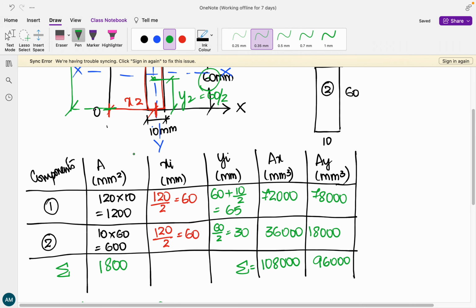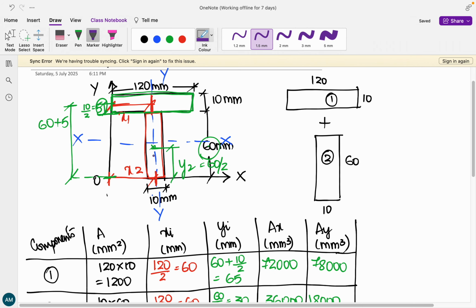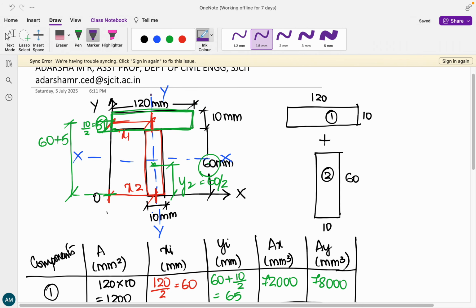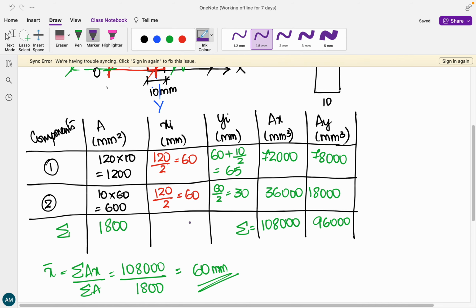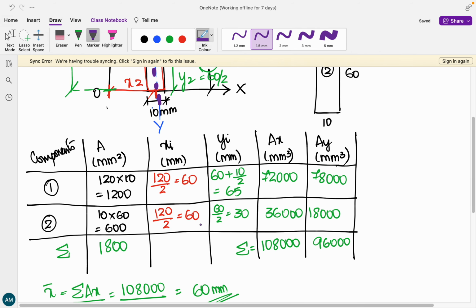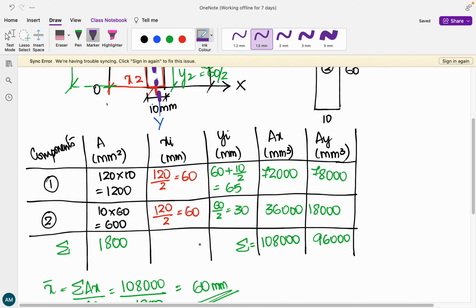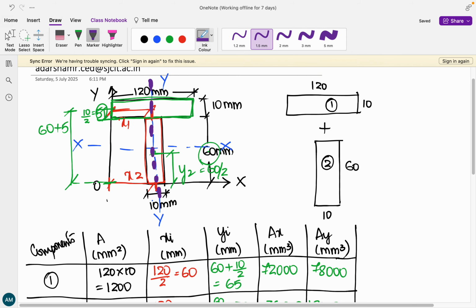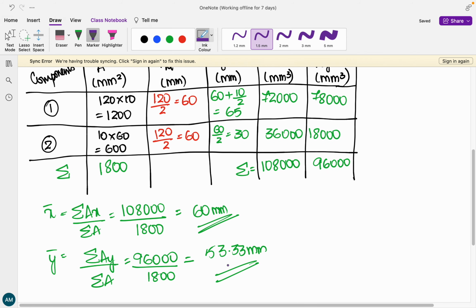So what does this mean? It means that somewhere over here, this is 60 mm. So obviously on this line itself is your centroid for the x component, and the y component is 53.33, something like this. So this distance is your x bar, which is 60, and this distance is your y bar, which is 53.33.